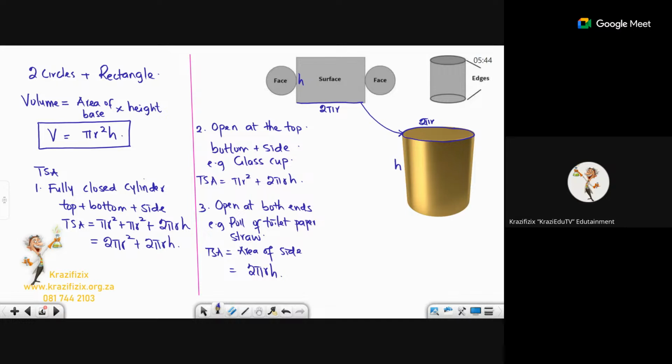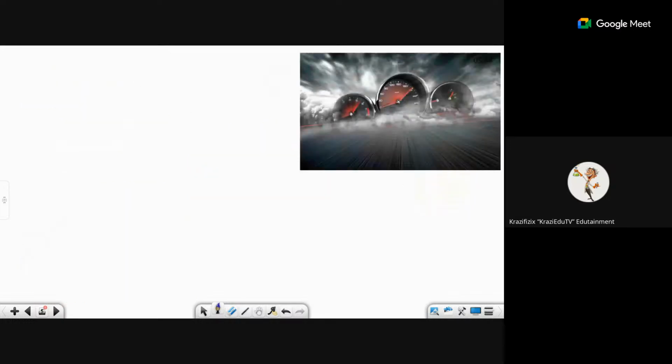We're going to apply this when we start looking at questions. Finally, let's look at this. You're seeing a car there, so I'm doing a bit of physics. Learners who are not doing physics, please, it's important to you. Okay, guys, now we have 3 variables. The variables we have when it comes to motion.